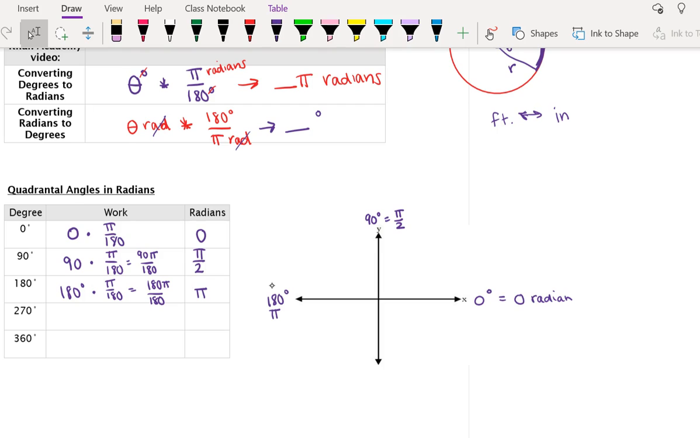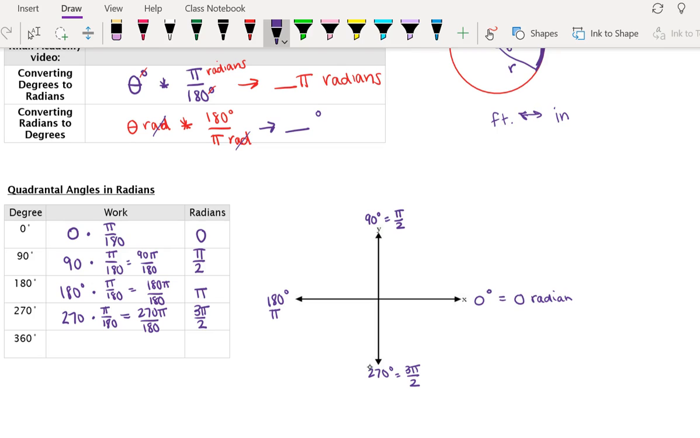270 times pi over 180 is equal to 270 pi over 180, and those are all divisible by 90. So we end up getting 3 pi over 2. So 270 divided by 180 gives 3 pi over 2. So this 270 degrees is equal to 3 pi over 2.